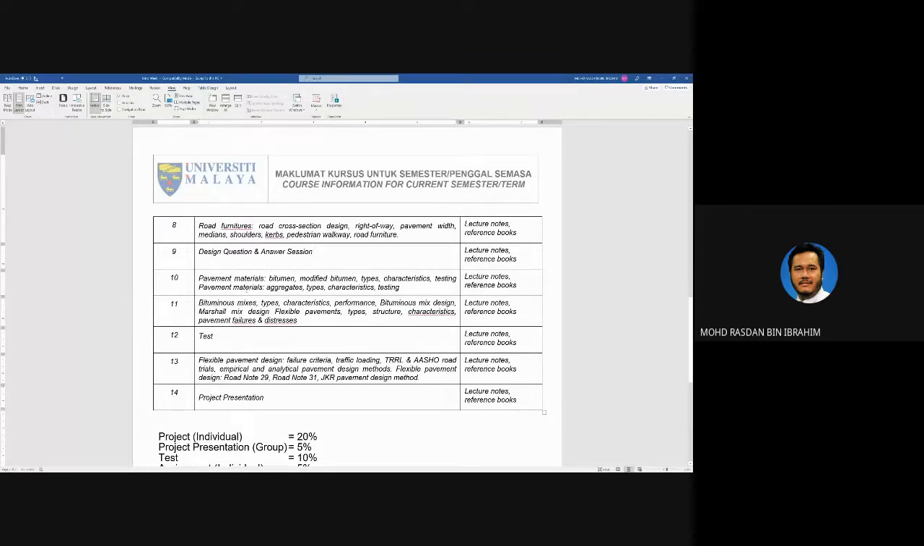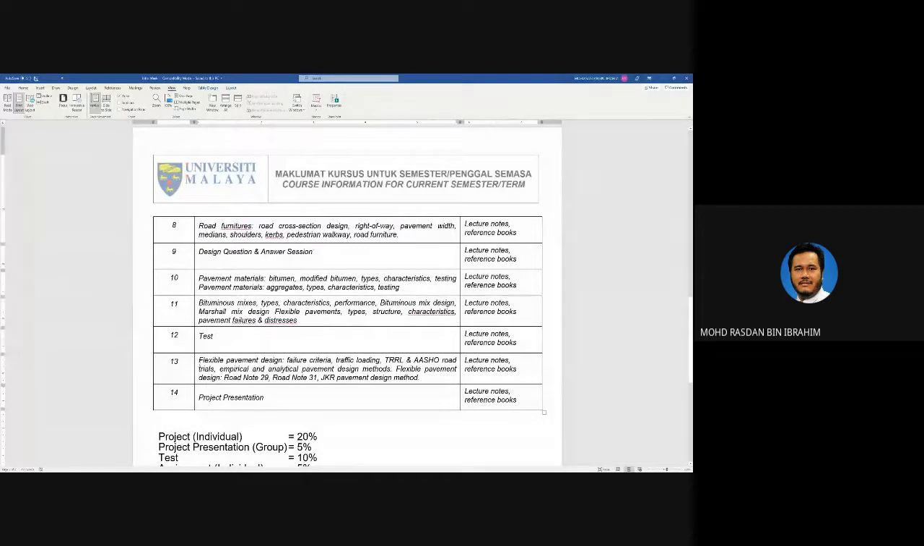The following week is bituminous mix design, meaning how you design your Marshall mix. So this is calculation, more towards calculation. And then week 12, we're going to have a test. This is an open book test conducted online.